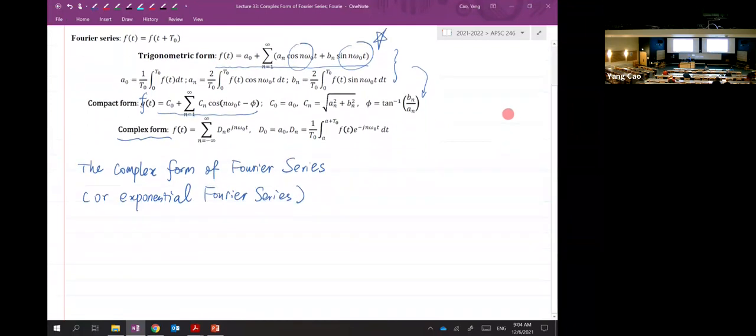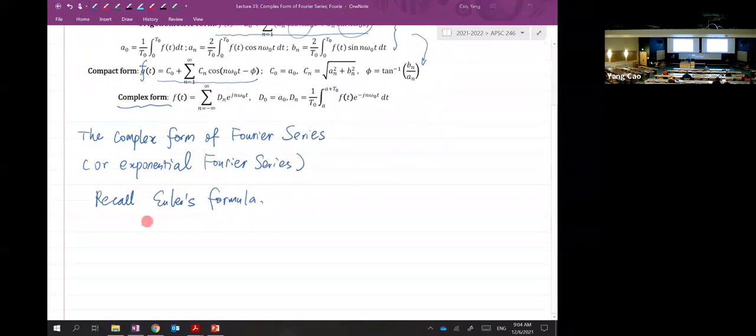So here's what you do. It's mainly to use Euler's formula. So recall Euler's formula: e to the power of jt, the exponential format, equals cosine t plus j sine t.